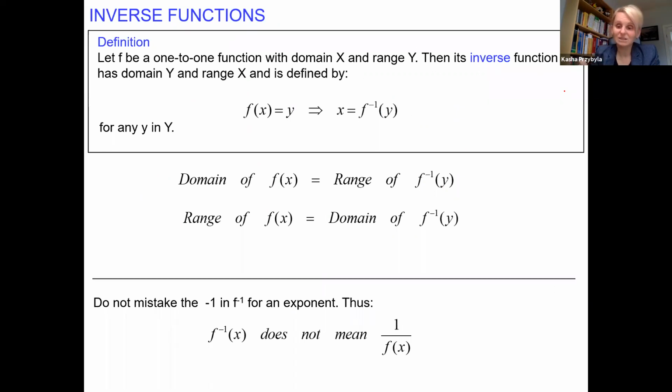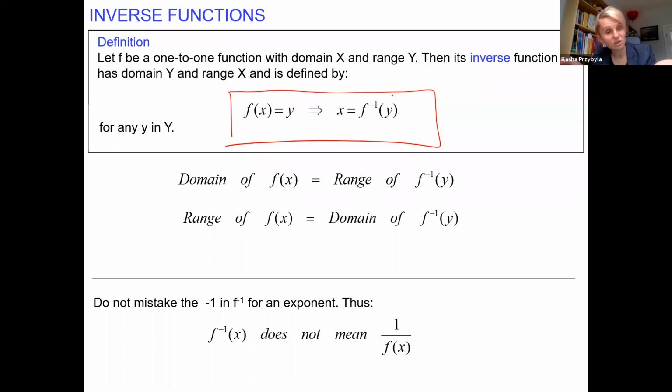Definition of the inverse. This is just the basic notation. We probably remember f of x equals y, then we interchange x and y, but that's the way to indicate this. If f of x is y, then x is equal to f inverse of y. We simply interchange x and y, which means the domain of the original function will become the range of the inverse and the range will become the domain.